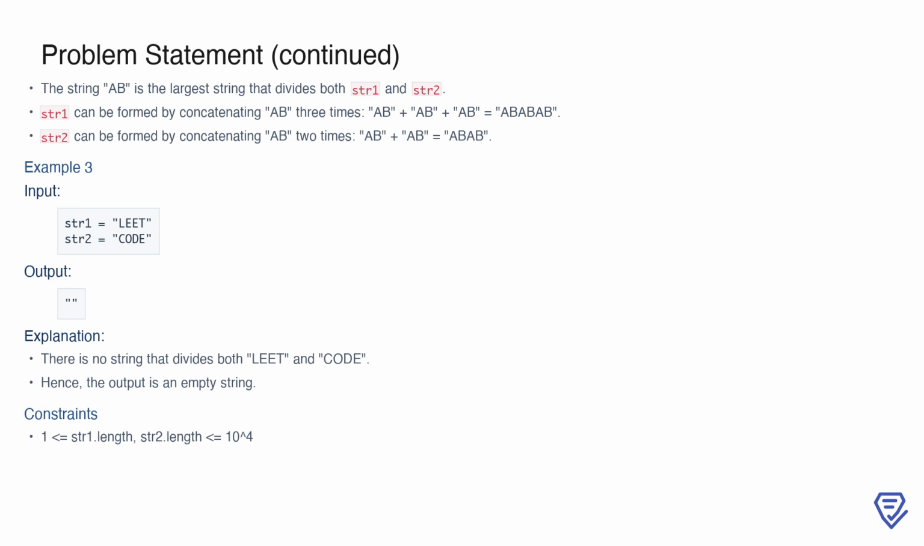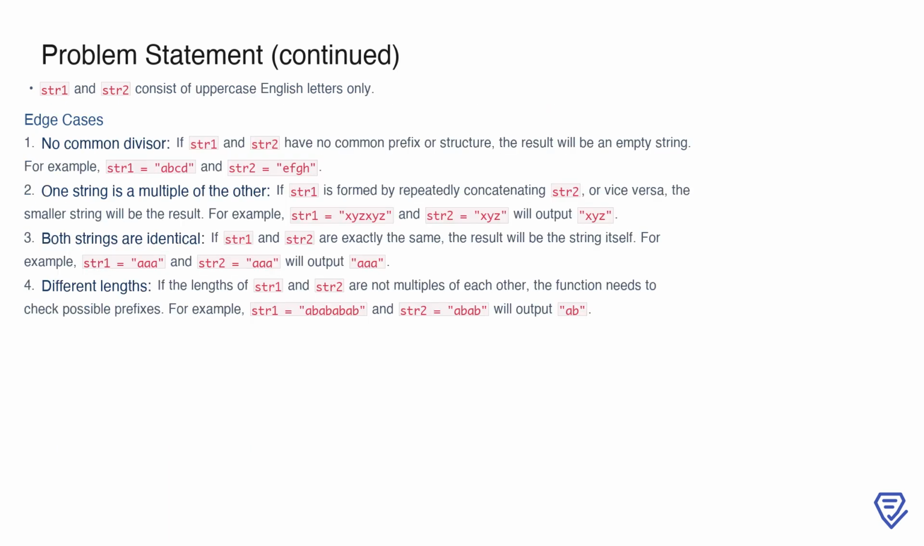Now, consider a scenario where there's no common divisor. If str1 is leet and str2 is code, the output will be an empty string because there is no string that divides both. The input strings consist only of uppercase English letters, and their lengths are constrained between 1 and 10,000. Some important edge cases to consider include when there is no common divisor, such as when the strings have no shared prefix or structure. In that case, the result is an empty string.